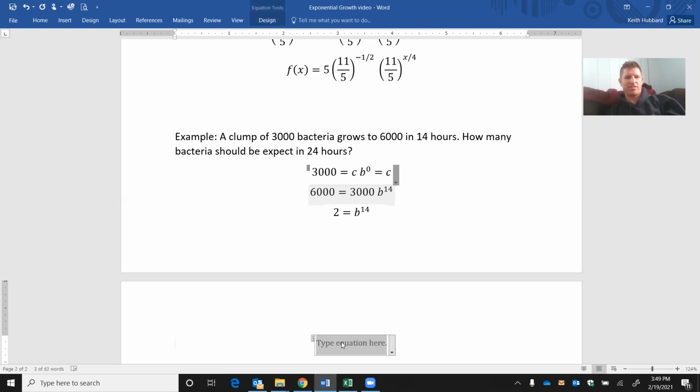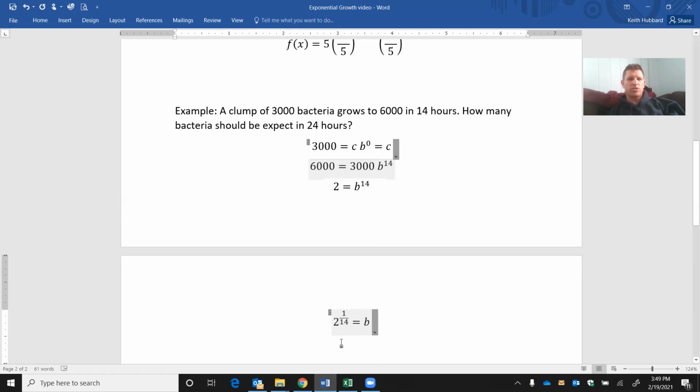Can you believe that we're just saying just take the 14th root? But, you know, hey, that's the breaks. Okay, so b is 2 to the 1/14th. So your model is f of x equals 3,000 times 2 to the 1/14th, but then that's to the x, so you can write 2 to the x over 14.